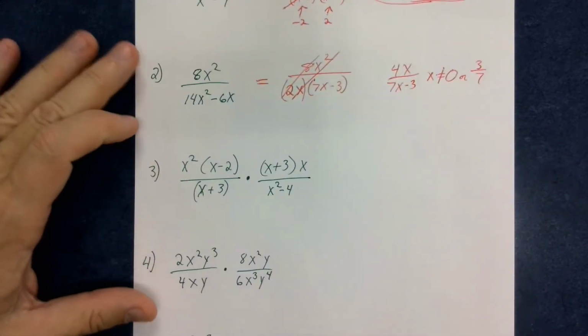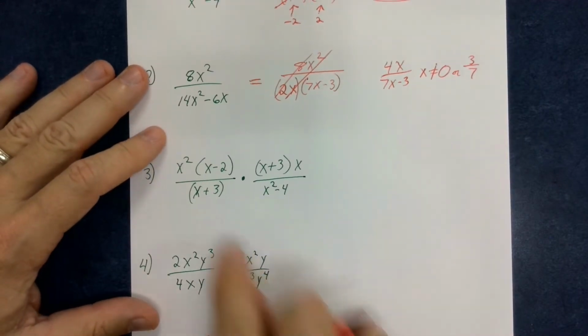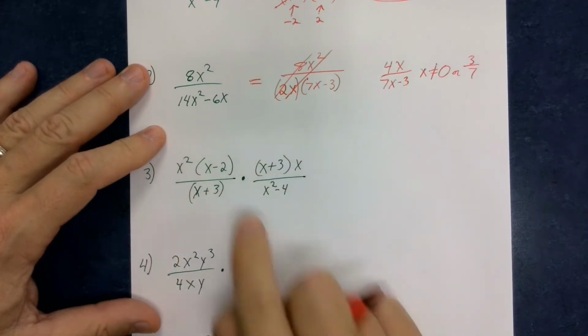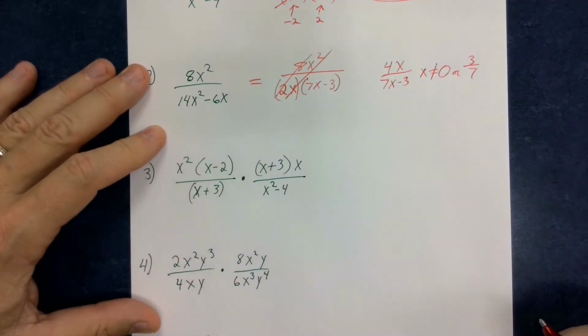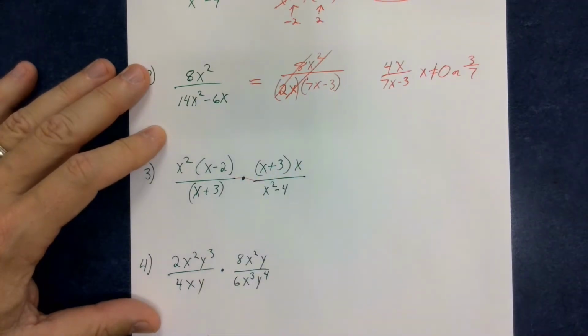Let's go to this one right here. This is a little bit more stuff going on. So I got two fractions. I got this fraction over here and this fraction over here. But because it's multiplication, we can kind of just string that all the way across.